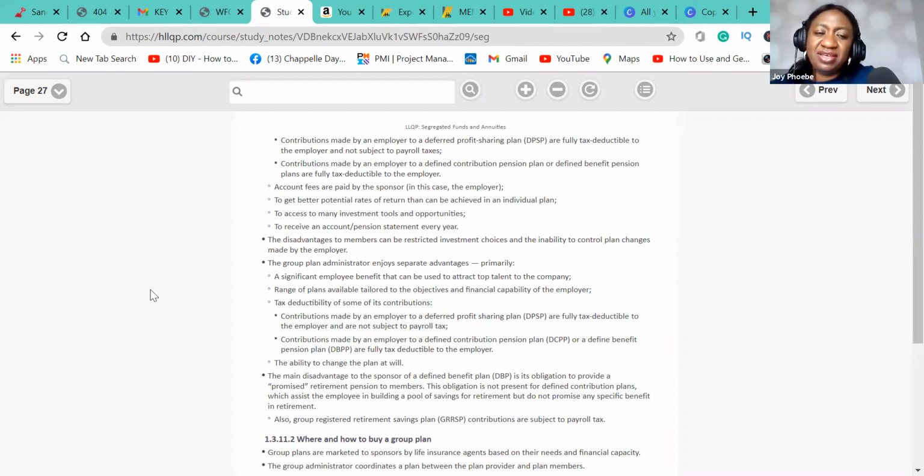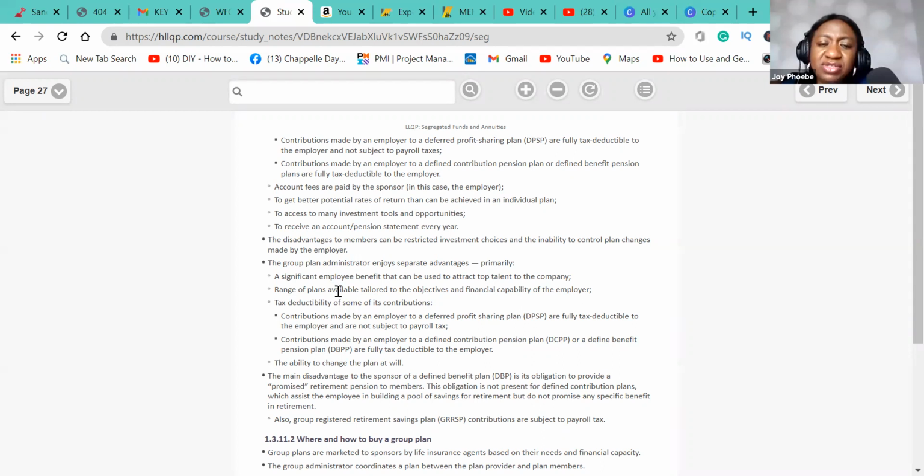So these are advantages of a group investment, right? It provides potential access to so many investment options, and potential rates of return that cannot be achieved in individual plans. However, the disadvantage to members can be restricted investment choices. So one of the disadvantages is that as a member, if there's a particular investment that you are eyeing that you want to do by yourself, you cannot do that. You can only go with what the whole organization or group is doing.